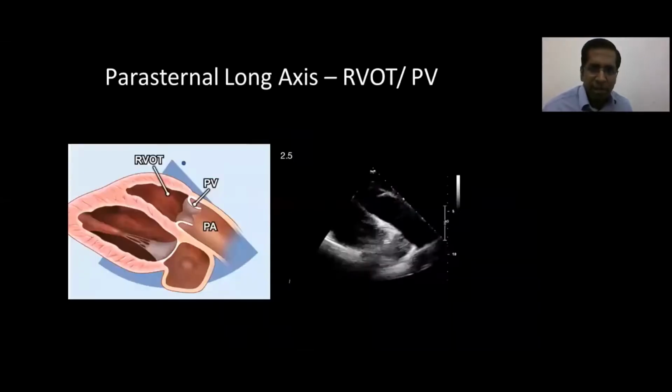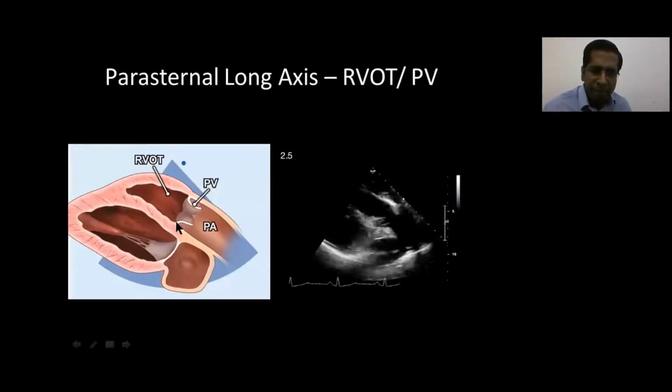Now, in the parasternal long axis view itself, there are two other views that we need to go to, and that would be the right ventricular outflow tract. What you can see here is the right ventricular outflow, and you can see the pulmonary valve here.